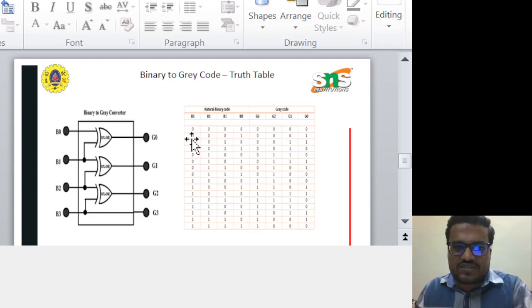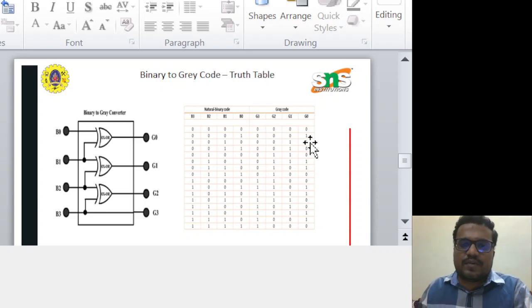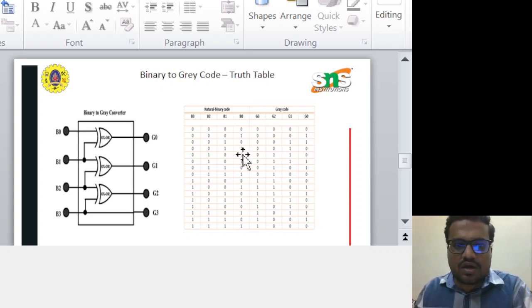For example, if the first input is 1, then the output will be the same, 1. Then the next signal is XORed with the previous signal. 1 XOR 1, the same signal, gives 0. Next, 1 XOR 0 gives output 1. 0 XOR 1 gives output 1. Like that, the same operation will be executed until the last input signal.